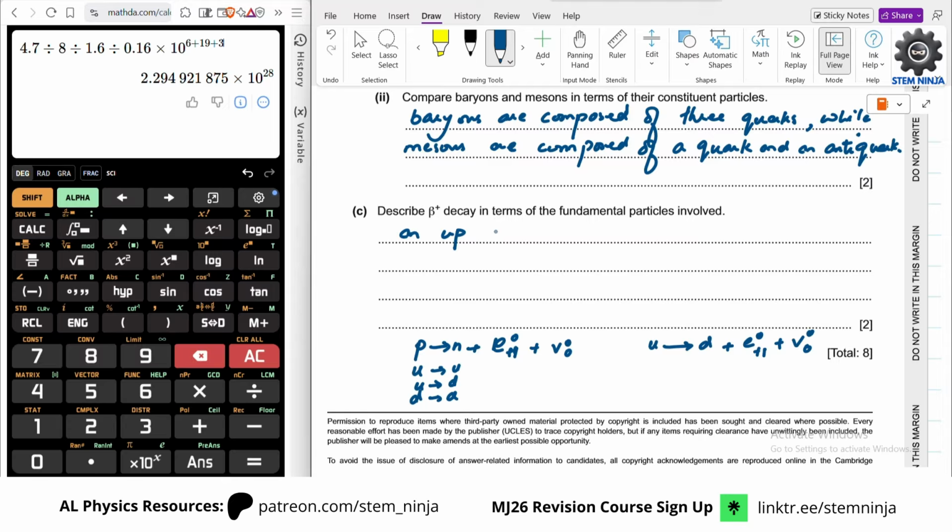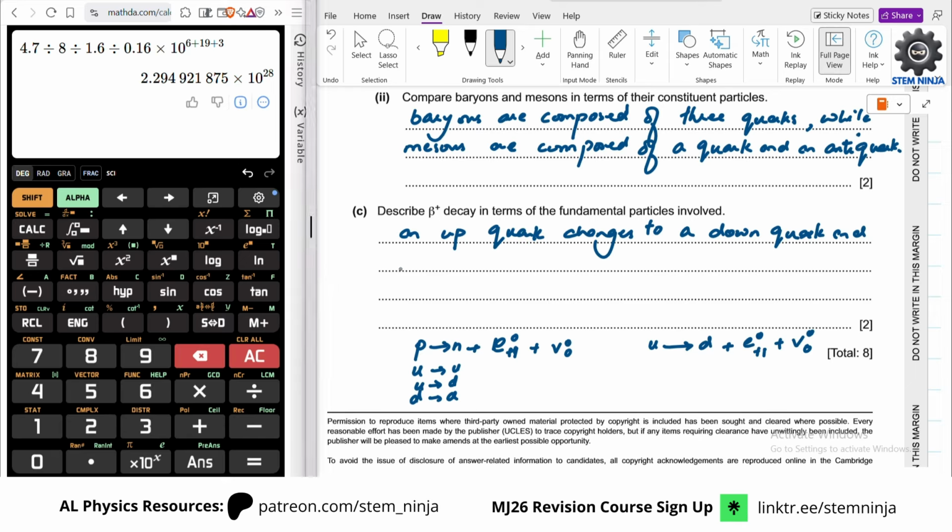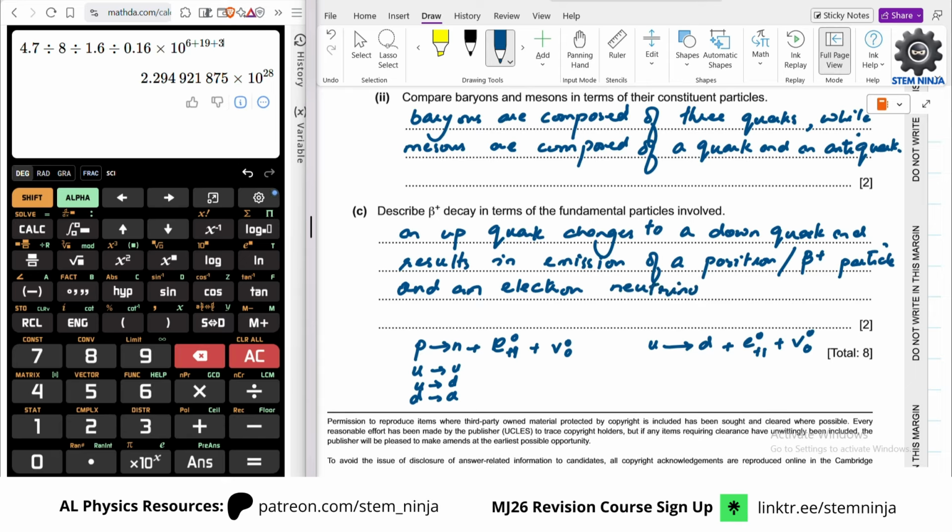So an up quark changes to a down quark and results in emission of a positron, beta positive particle, and an electron neutrino. And basically this is it.